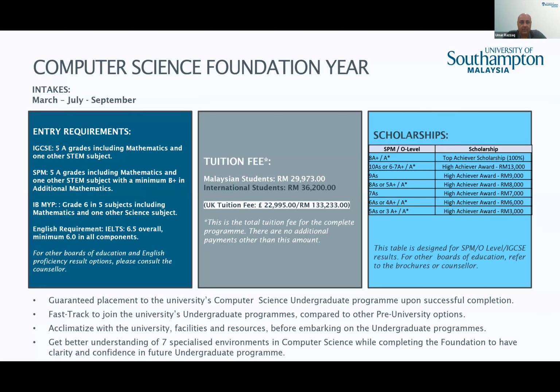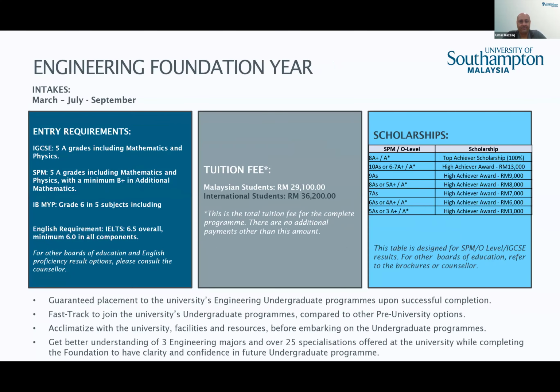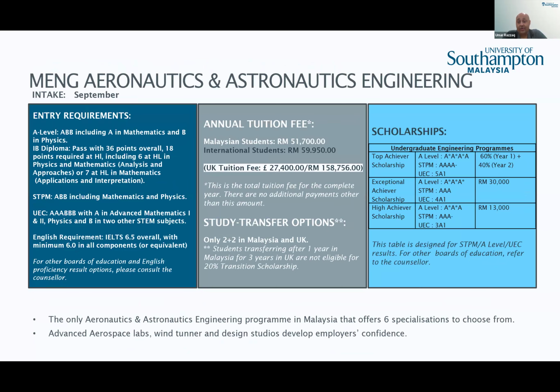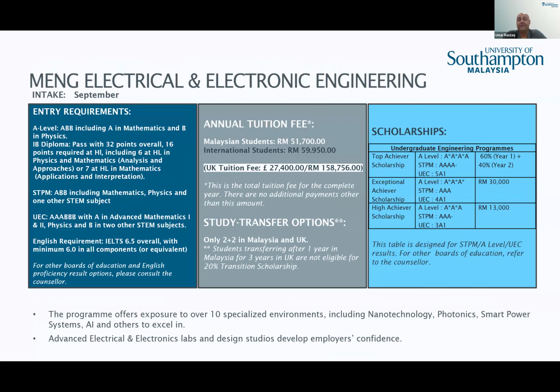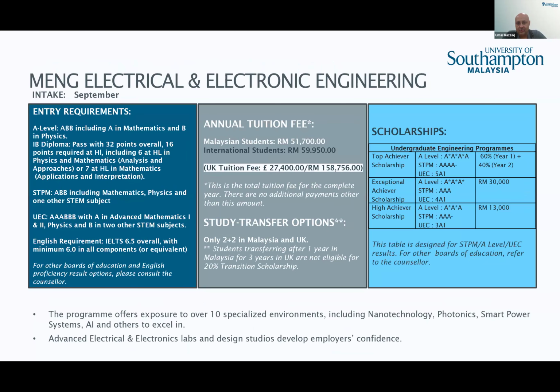Computer Science Foundation we will go through the same way. Entry requirements, tuition fees, scholarship leads to the Computer Science Foundation program. The entry requirements, guidelines are all here, tuition fee. Engineering Foundation leads you to engineering majors. So we have 3 engineering majors: mechanical, right? We have aeronautics and astronautics, and we have electrical and electronics engineering. So these are 3 majors. Again, entry requirement for each are detailed here, ABB for electronics and so on, and then tuition fee and everything.